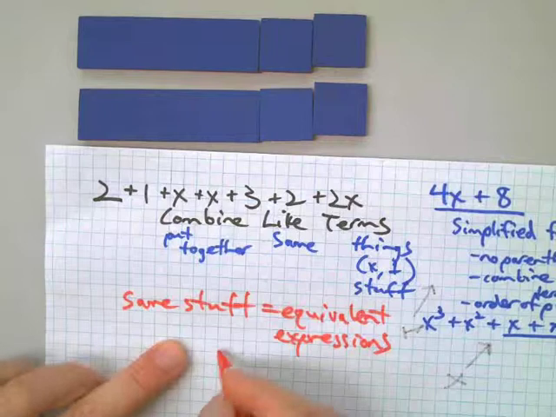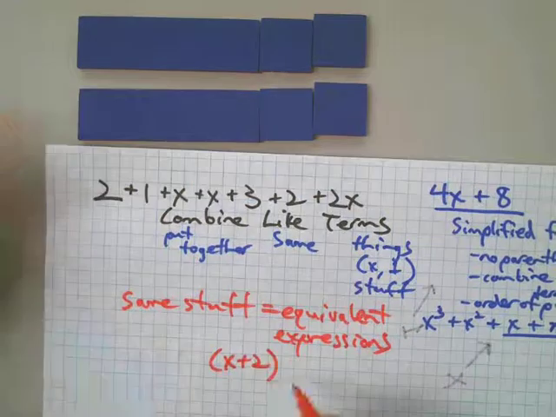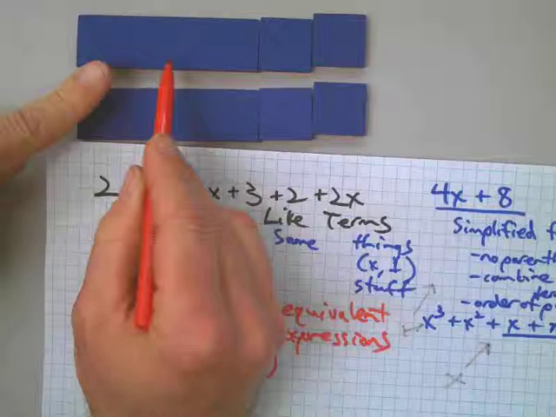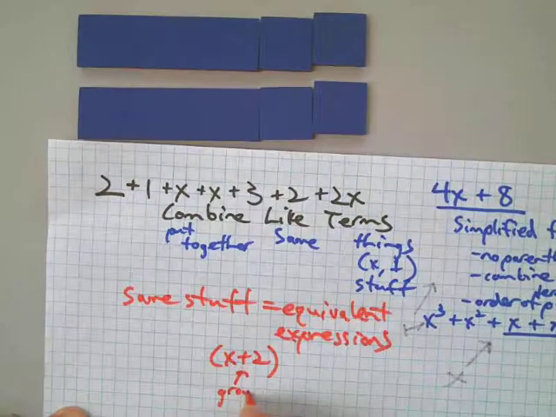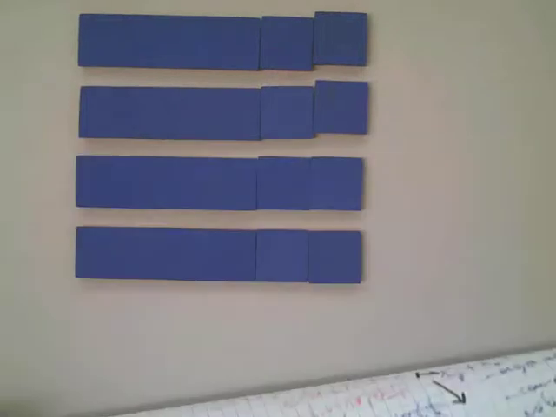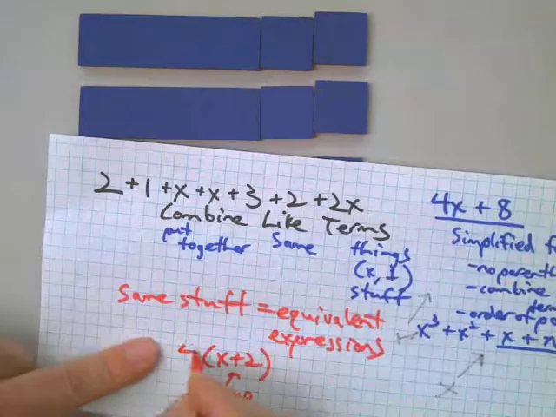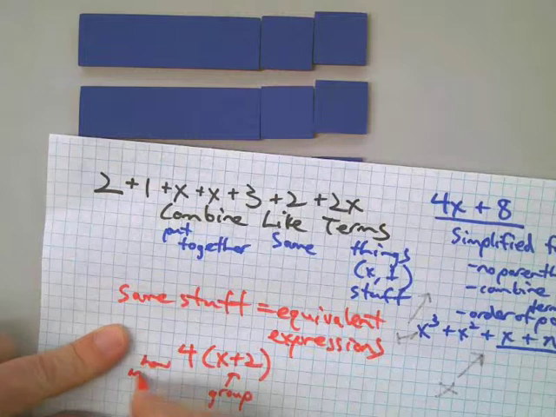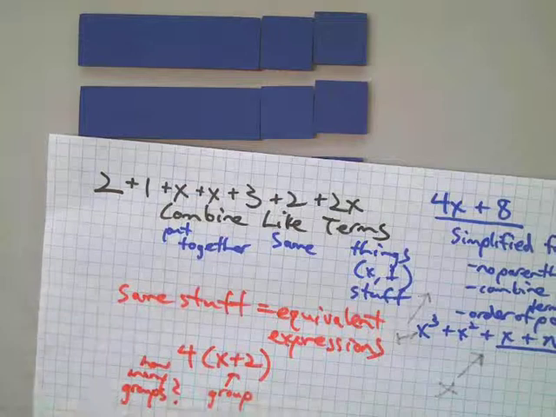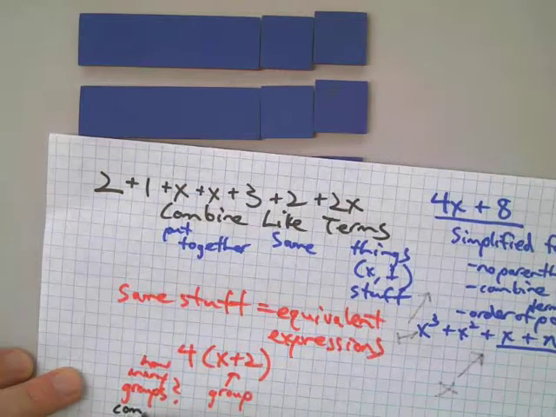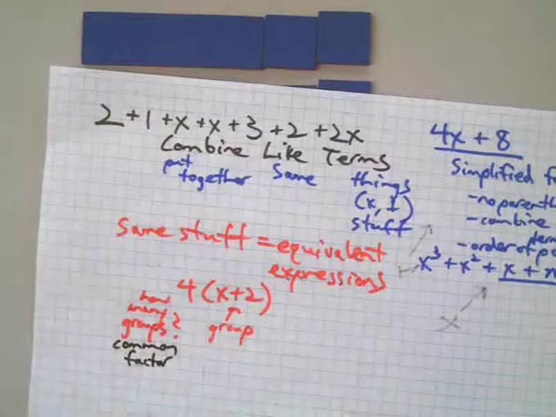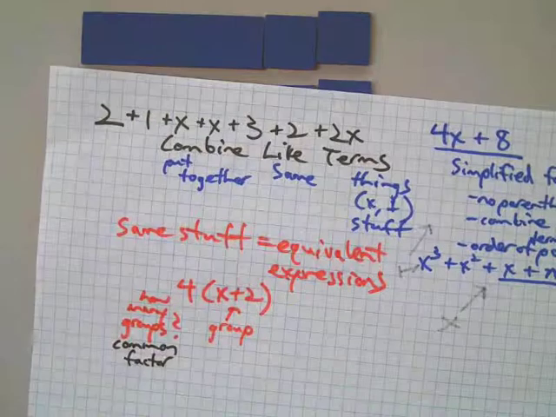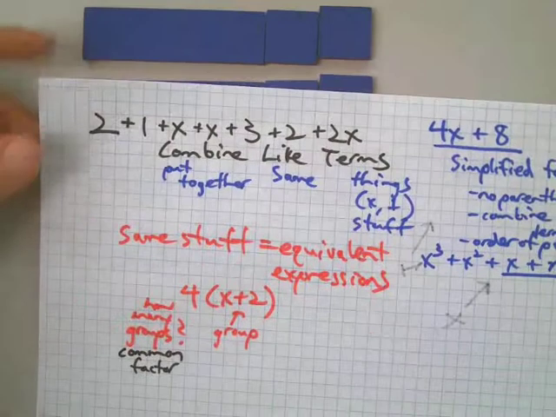Okay? And the new way is I've got groups of x plus 2, right? This is x, as we talked about, and there's 1, 2. So that's what's in the group. And how many groups do I have? 4 groups. How many groups? That's another way of saying what's the common factor. Okay? Common factor. Okay? So there is another equivalent expression.